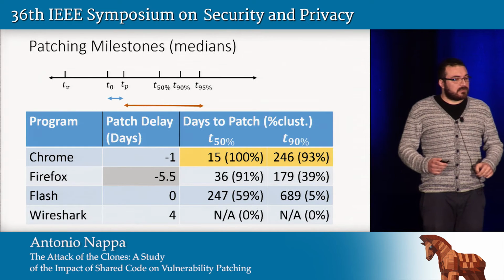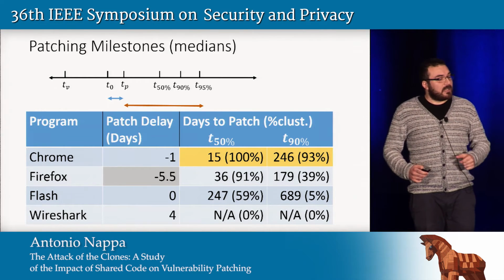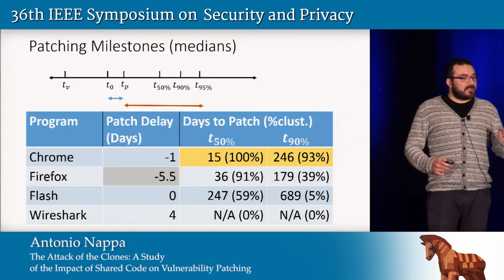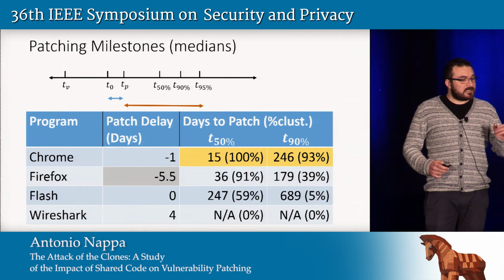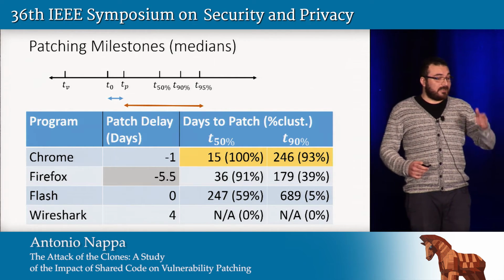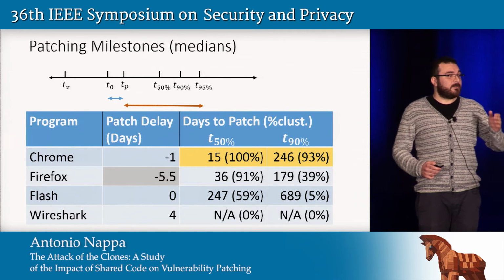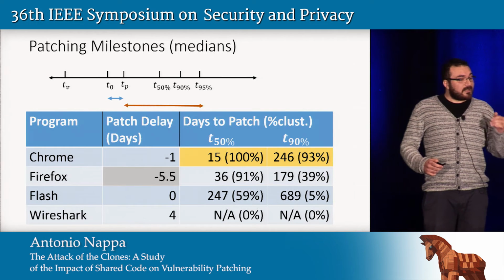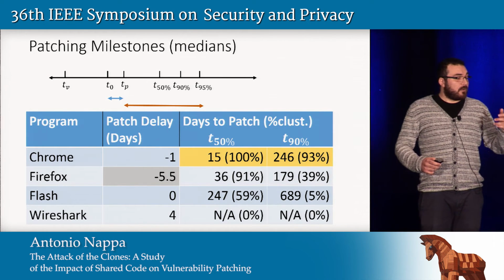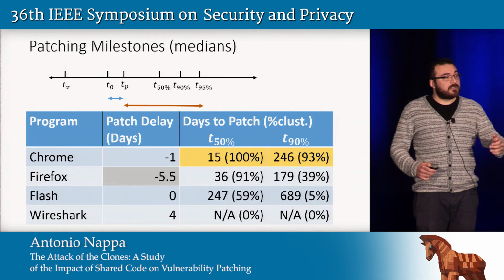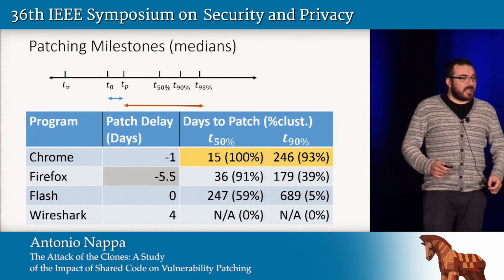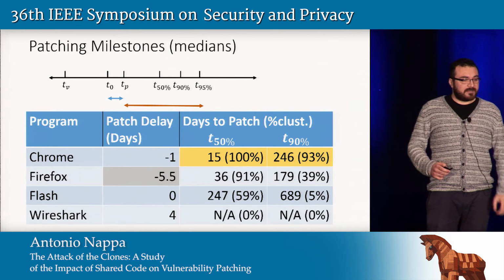Then we have the two milestones that are how the patching evolves over time. For Google Chrome, that had automatic updates since its beginning, it takes only 15 days to reach 50% of the machines for 100% of our cluster. But it takes more than 200 days to reach the 90% milestone. But it's still the fastest application. On the other hand, if you see Wireshark, that during our observation period had completely manual updates, it doesn't reach any milestone during our observation period.